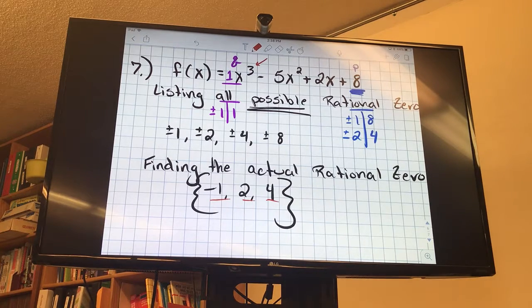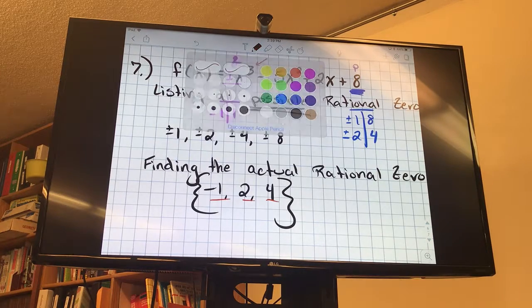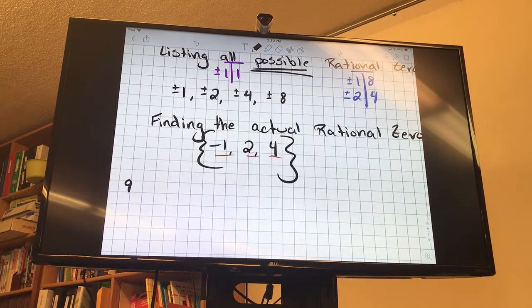They won't all be. Okay, so all of the zeros on this guy were rational. They won't always be. So how do we find them if they're not all rational? Okay, so that's example 9, on page 124. Example 9 is slightly different.